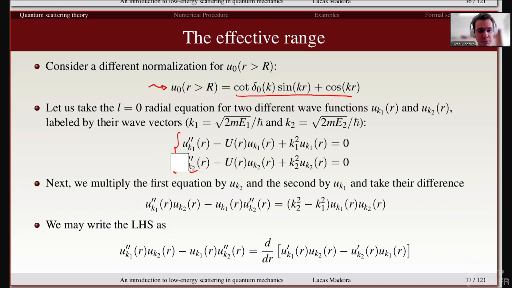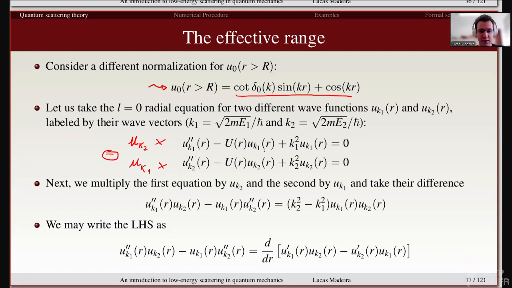And what I'm going to do, I'm going to multiply the first one by the solution with K2. I'm going to multiply the second one by the solution with K1. And then I'm going to subtract one equation from the other, okay? So I'm just doing that.